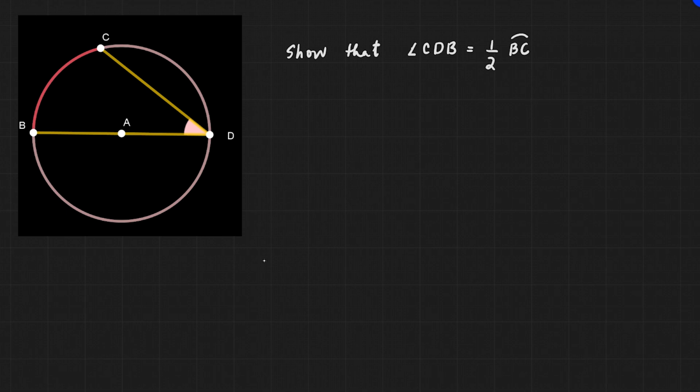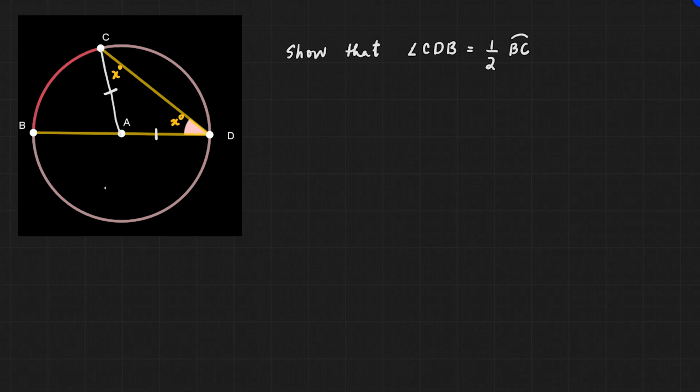For convenience, let's mark the angles. Say for example, this is X degrees. This is X degrees. And let's draw CA. Okay, now, we know that CA is congruent to AD because they are both radii of the same circle. Therefore, triangle CAD is an isosceles triangle. Therefore, this is also X degrees. Right? That is also X degrees because of the isosceles triangle theorem.